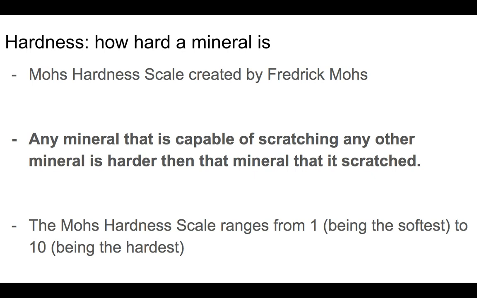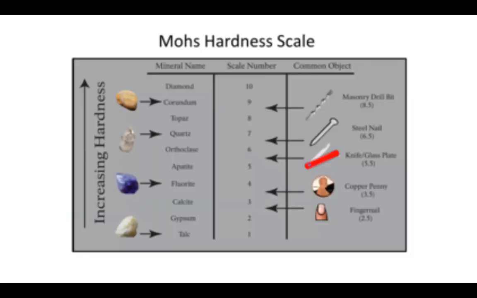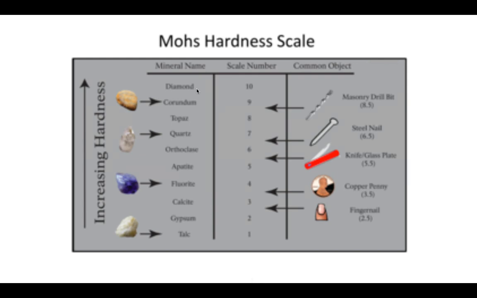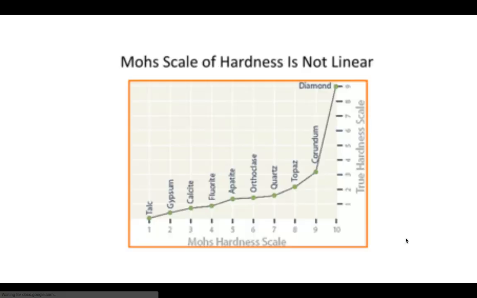So the Mohs hardness scale ranges from 1 being the softest to 10 being the hardest. So if we take a look at this picture right here, we see that diamond is the hardest mineral. We know that this is a fairly well-known fact. Diamonds are the hardest, where our fingernail is about a 2.5, so it's fairly soft. And that makes sense because we know our fingernails break, they're not that strong. But when you think of a diamond, it's really, really hard. So that's a 10 on the scale, where a fingernail is a 2.5.